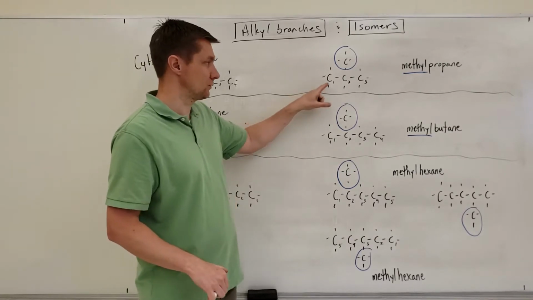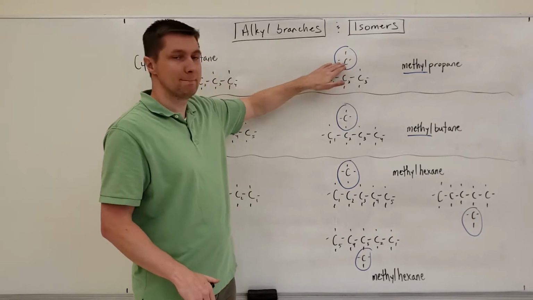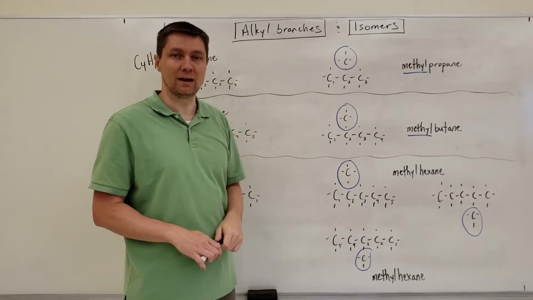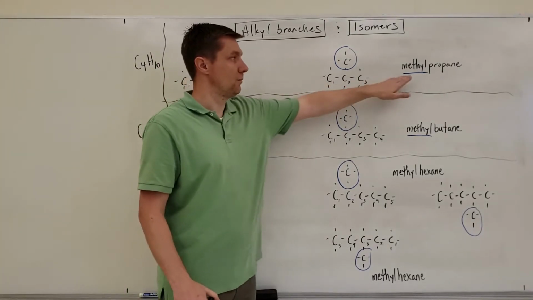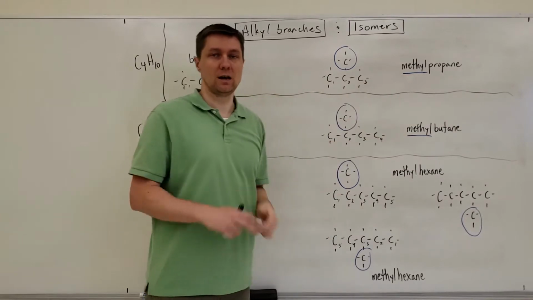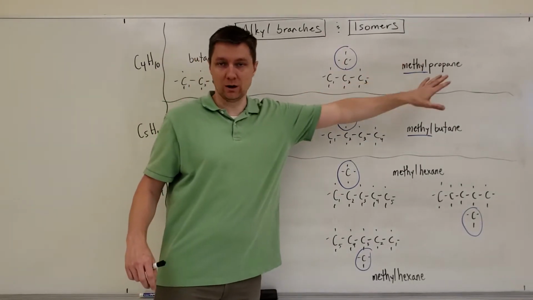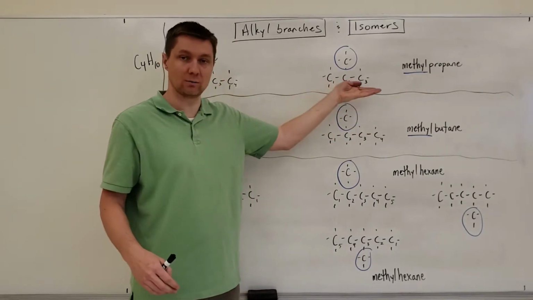And in this case it's 3 long, 1, 2, 3, and I have what's called a methyl alkyl branch sticking off in the middle of that parent chain. And so I just named this compound methyl propane. So I name the alkyl branch first here, and then I name what the parent chain name would be. In this case, it's propane because it's 3 carbons long.